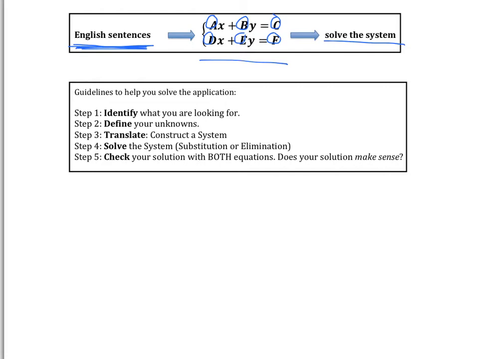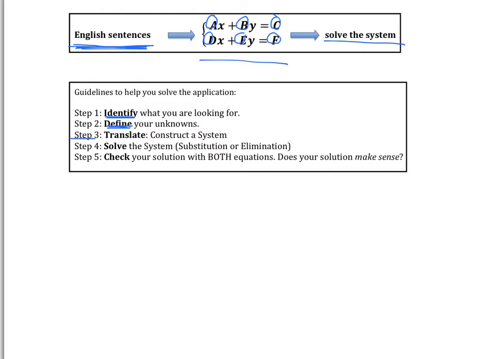And here are just some guidelines to help you solve these word problems. So make sure you identify what you're looking for. Most of the time students have trouble with word problems because they don't know what they're looking for. So ask yourself, what am I looking for? Step 2, define your unknowns. If you're looking for the number of gallons of gas you're going to put in your car, let X be that number, or N be that number.